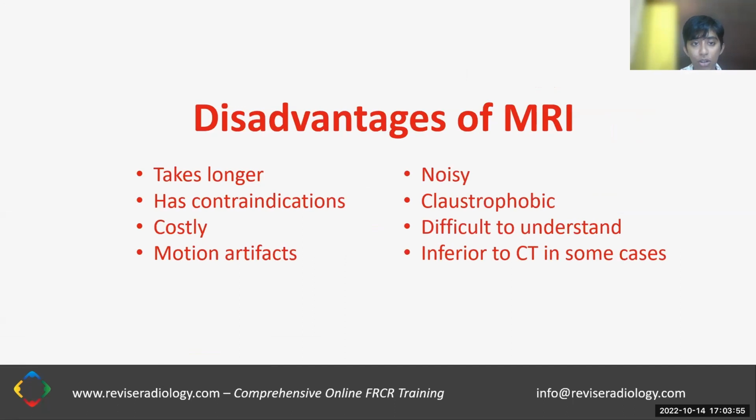For one thing, it takes longer, which means that especially for kids, the patient might not be able to sit still. It has contraindications in case there's metal present in the patient's body. It's costly. Motion artifacts can occur because it takes a long time. It's noisy. For patients with claustrophobia, it might be difficult to deal with. It's especially difficult to understand for radiologists. They have a tough time understanding the physics of MRI because the theory involves quantum mechanics and things like that. And in some cases, CT is a better choice, but that's true of any imaging modality. In some cases, it works better than in some other cases.